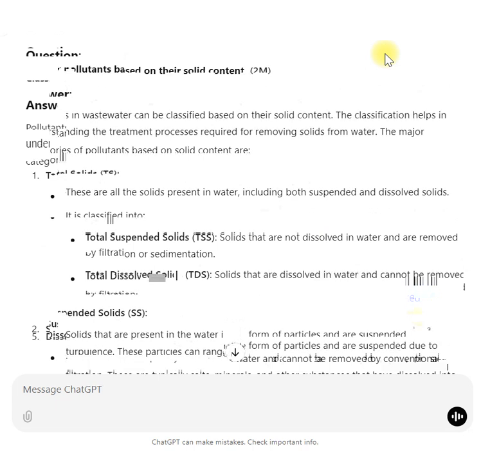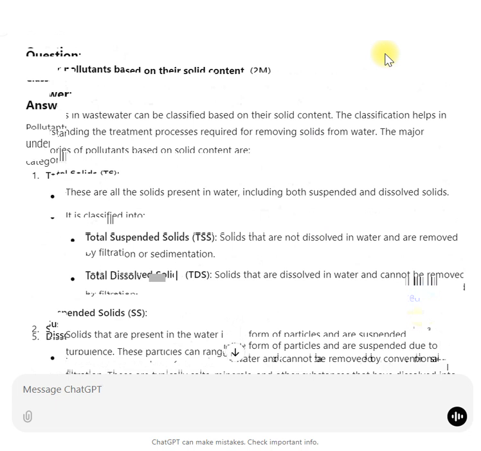Colloidal solids. Solids that are too small to settle by gravity, but are larger than molecules that would pass through a filter. Colloidal solids can be difficult to remove and require specialized treatment, such as coagulation and flocculation. 5. Dissolved solids. Solids that are completely dissolved in water and cannot be removed by conventional filtration. These are typically salts, minerals, and other substances that have dissolved into the water.